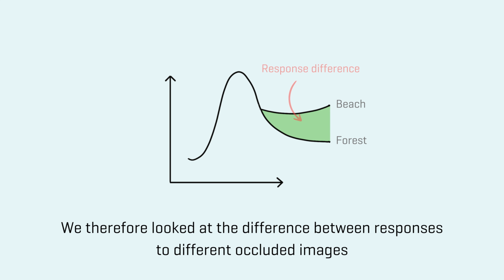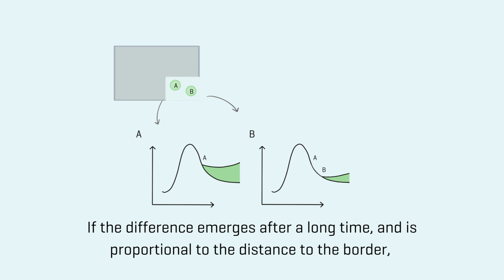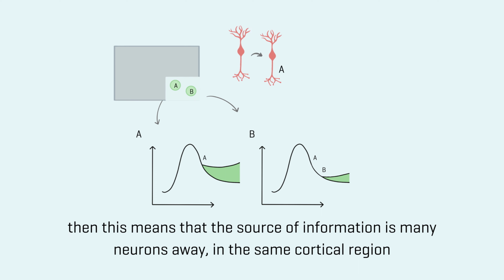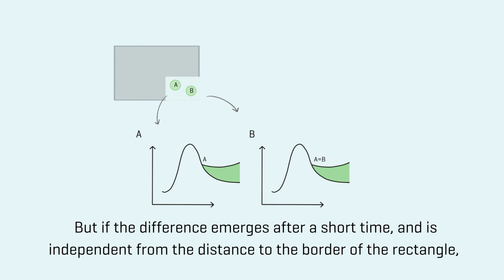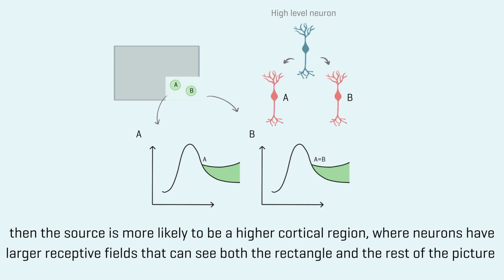We therefore looked at the difference between responses to different occluded images. If the difference emerges after a long time and is proportional to the distance to the border, then this means that the source of information is many neurons away in the same cortical region. But if the difference emerges after a short time and is independent from the distance to the border of the rectangle, then the source is more likely to be a higher cortical region, where neurons have larger receptive fields that can see both the rectangle and the rest of the picture.